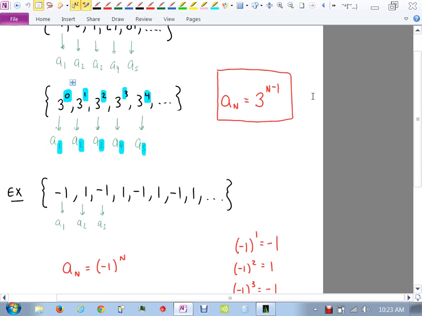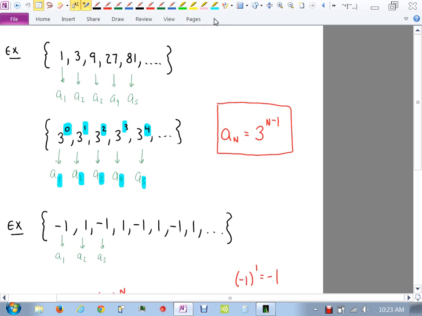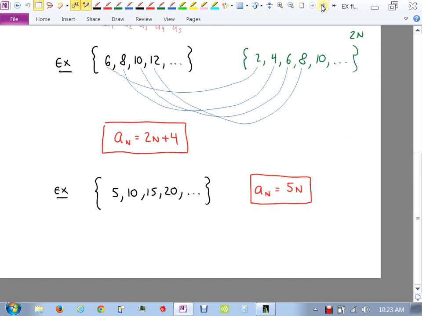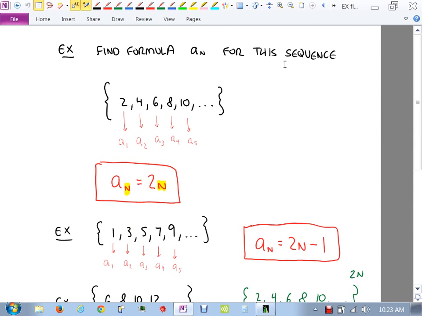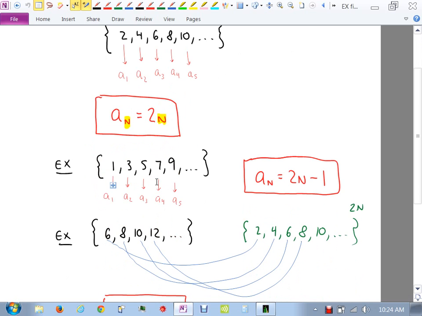So what I had done in class, I still need to go back, is I had shown you a formula of how to create even numbers. 2, 4, 6, 8, 10. And I said the sequence was a sub n equals 2n. That'll create the evens.